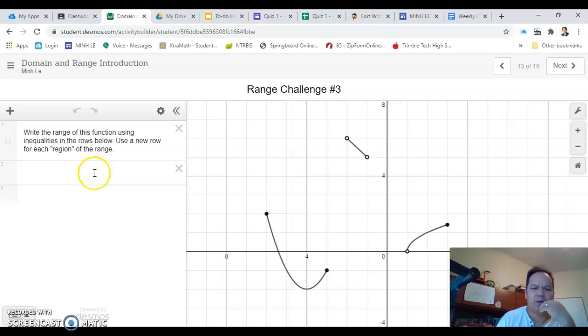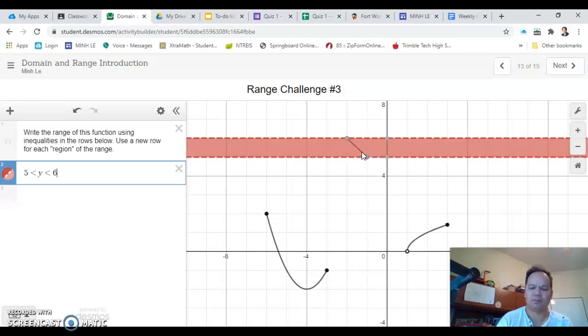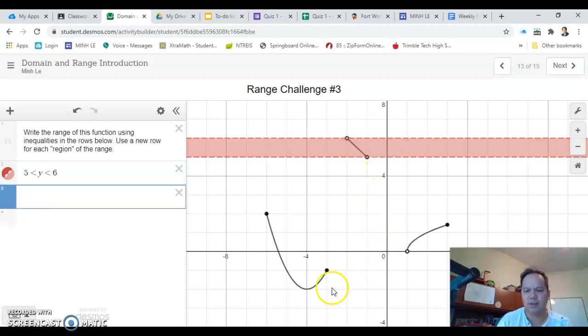Okay, we're going to do the same thing here. Let's start from the top, right here. First, find the interval for this. So what's the smallest here? If I walk on the y-axis or climb up, it's at 5 to 6. So I'm going to write 5 less than y less than 6. Enter to go to next.